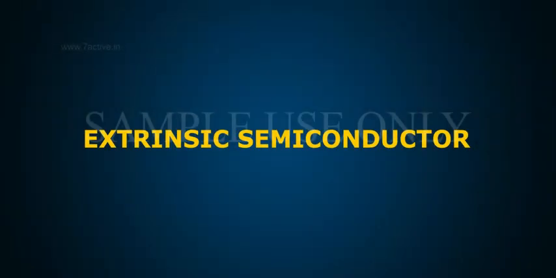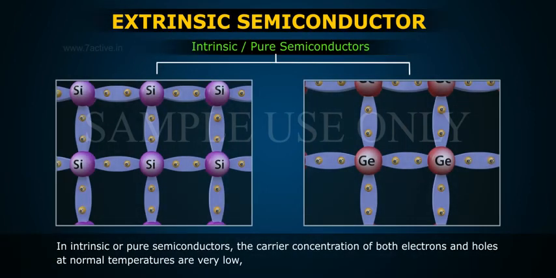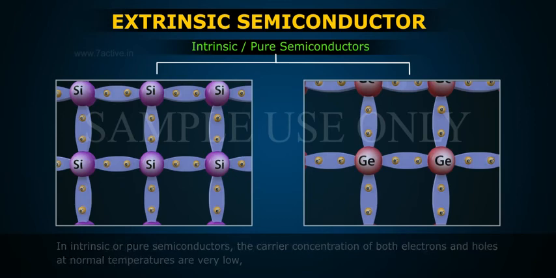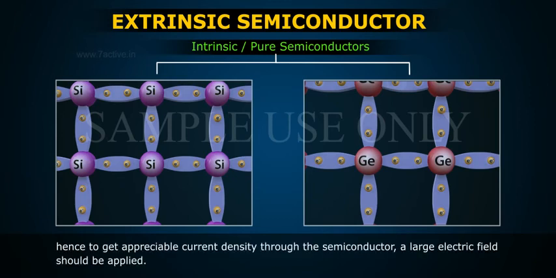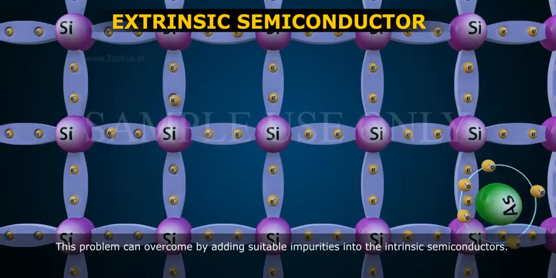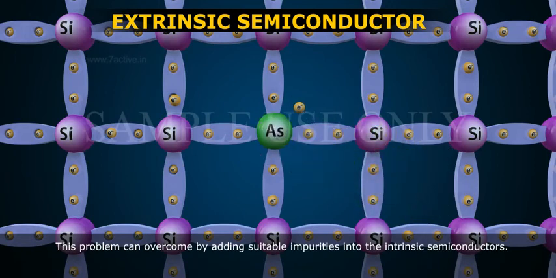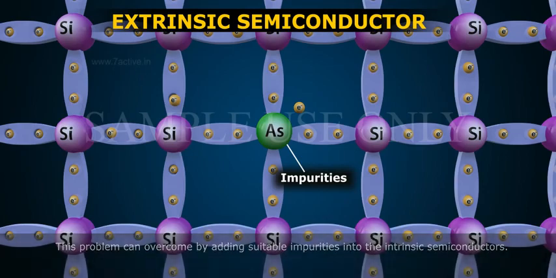Extrinsic semiconductors. In intrinsic or pure semiconductors, the carrier concentration of both electrons and holes at normal temperatures is very low. Hence, to get appreciable current density through the semiconductor, a large electric field should be applied. This problem can be overcome by adding suitable impurities into the intrinsic semiconductors.